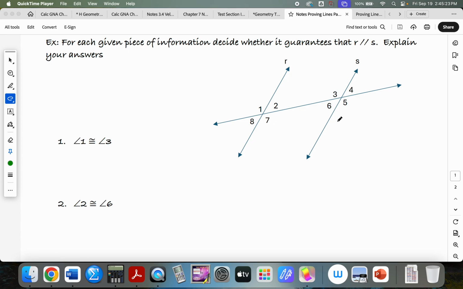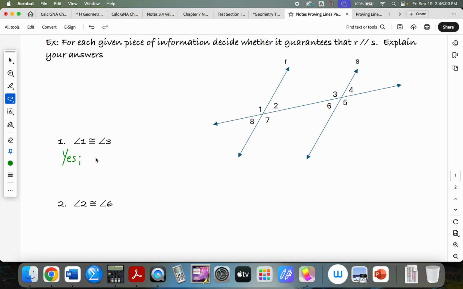For each given piece of information, decide whether it guarantees that R is parallel to S. So, if I have angle 1 congruent to angle 3, step 1, figure out what kind of angles you have in that problem. What kind of angles are these? Yes, sir. Corresponding angles. Step 2, is it the right relationship? Do we want corresponding angles to be congruent? Yes. So the answer to this is yes.